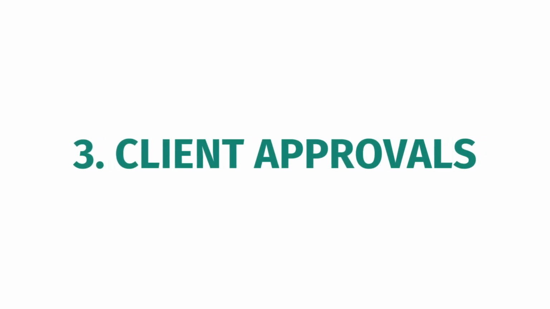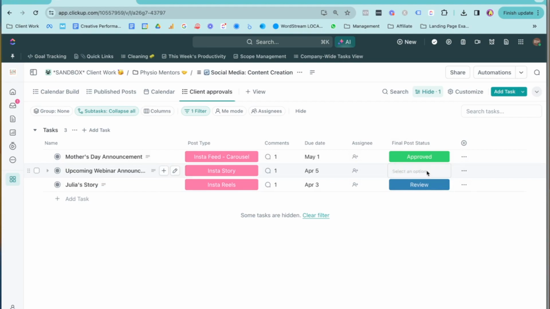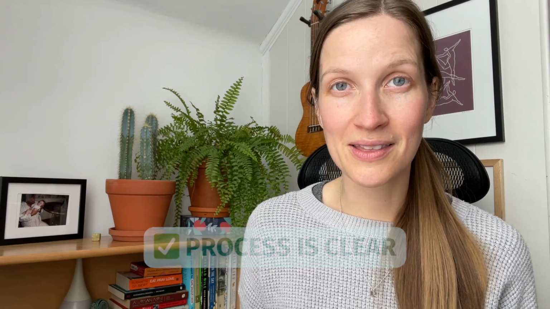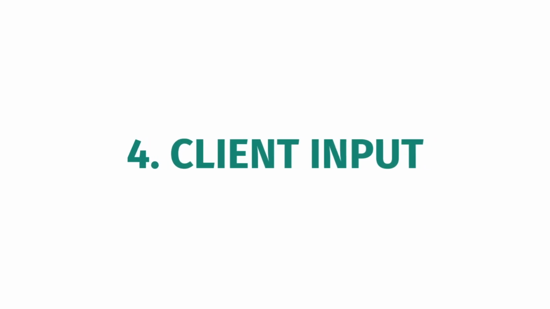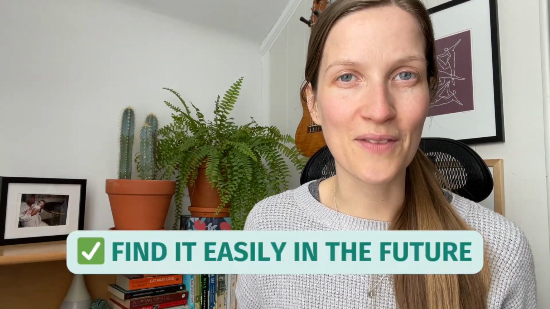3, client approvals using a view just for your clients with a simple approval status so it's clear where each item is in the process. And 4, client input using a client task list and recurring tasks for info that you require repeatedly that you can reference again in the future. Imagine how much more efficiently you could manage clients, how much more time you would have to take on new clients, or to finally work on those passion projects that you've been wanting to get started.